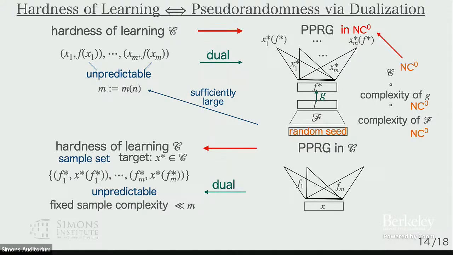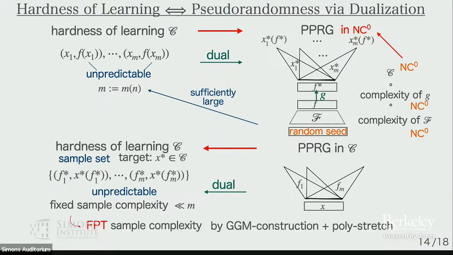So the next problem is how to extend this result to fixed parameter sample complexity. But the idea is very simple. We just apply the GGM construction, and we also use the polynomial-stretch assumption. In the GGM construction, we apply the original generator again and again to enhance the stretch of the generator. If the original generator is polynomial stretch, the number of applications affects the exponent in the stretch. But it also increases the parameter for computing the pseudo-random generator, and by taking the dual, it also increases the parameter for running the problem. Then the learner tries to look at more samples.